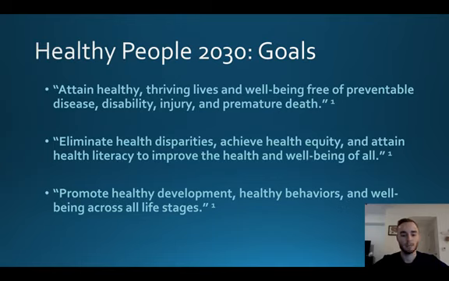And my presentation really focuses on the third goal, promoting healthy development, healthy behaviors, and well-being across the life stages. Because if we can start early with changing our dietary habits as an adolescent, it makes it that much easier for us to continue those dietary habits later on into life, and just give us a good foundation to be healthy and have a good, healthy life.